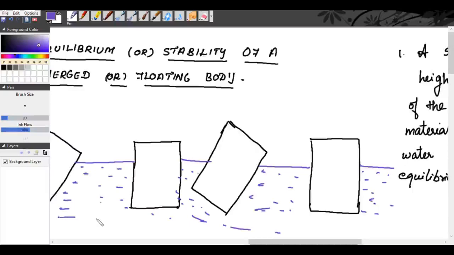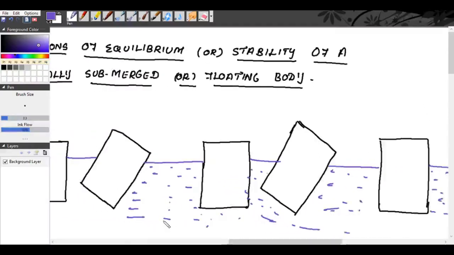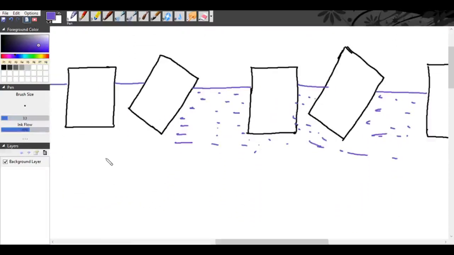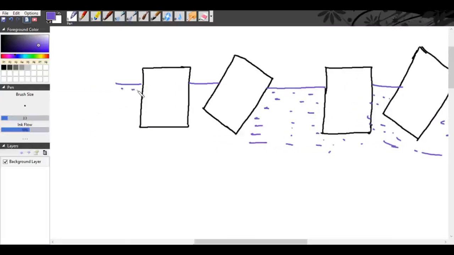So this is our water body. Now, for a partially submerged or a floating body, the relationship is between G and M, that is the center of gravity and metacenter. In the previous case it was between G and B, center of gravity and center of buoyancy. Now the relationship is between center of gravity and metacenter.